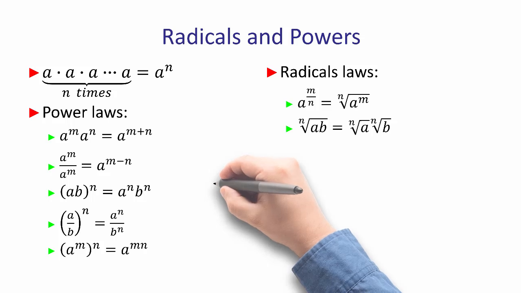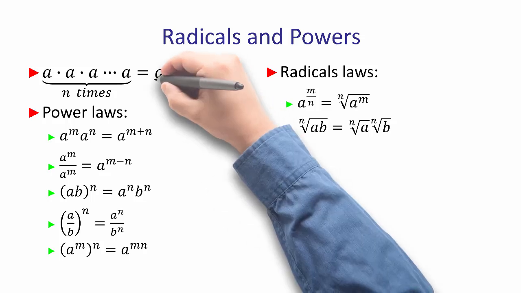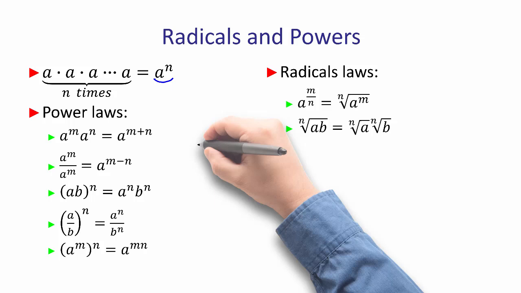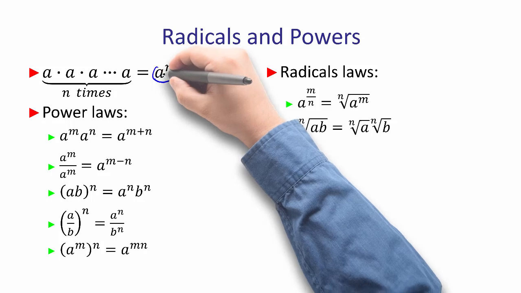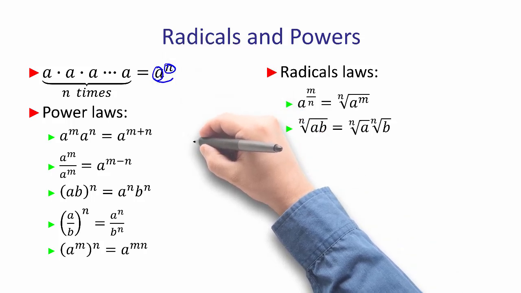I want to remind you that a to the power of n is just a multiplied n times by itself. A is called the base and n is called the power. Now please don't forget to write all of those rules down for your future reference.